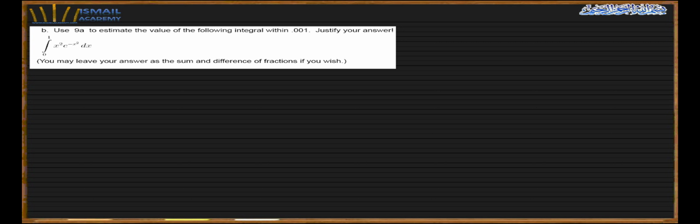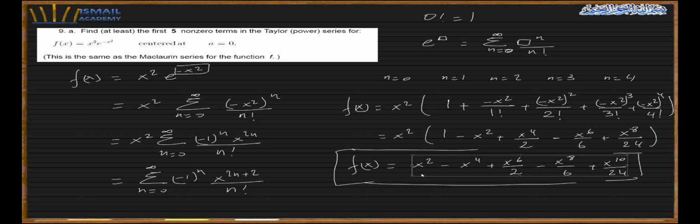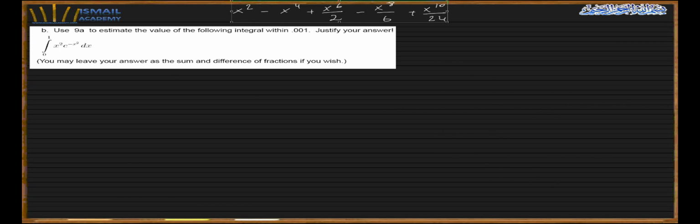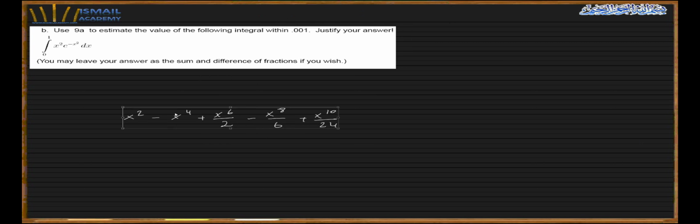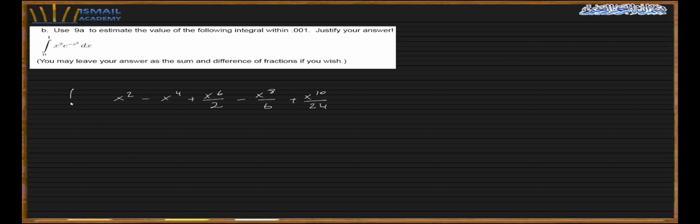So first let me get the function, so we will copy it here. This is the function we found. Alright, this is my f of x, so f of x is equal to x squared minus x^4 plus x^6 over 2 minus x^8 over 6 plus x^10 over 24. This is my Taylor series for the function x squared e to the minus x squared, for the first 5 terms, because here we chose n equal 4, so remember we did n equals 0 till 4.